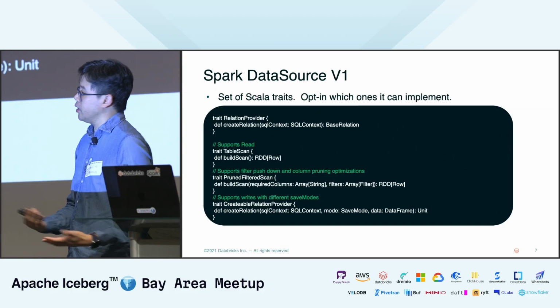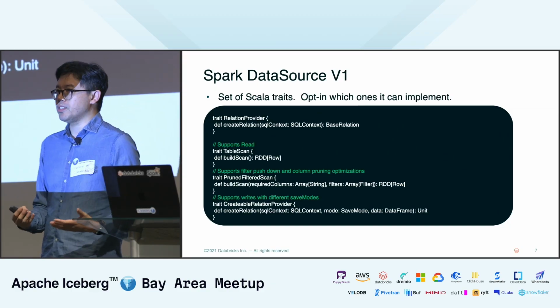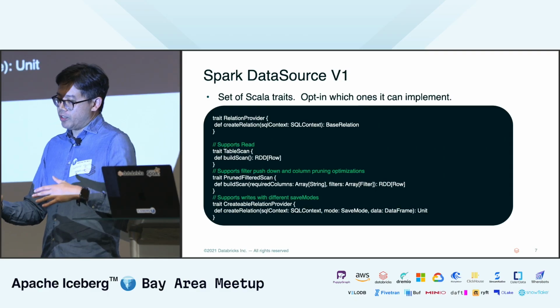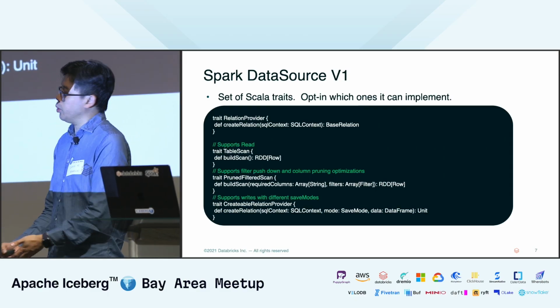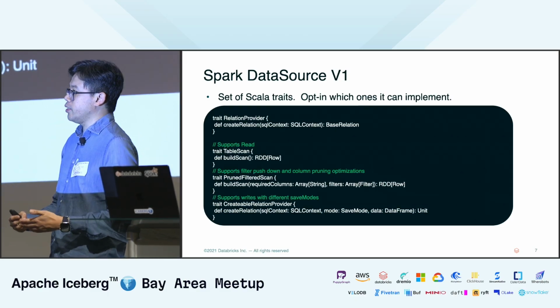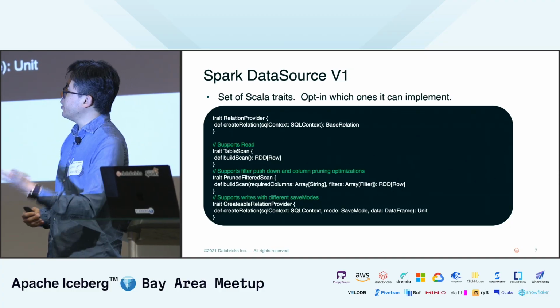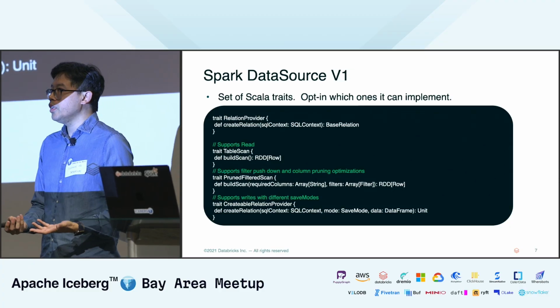In Scala it's called mixin. And so there are some base traits that you need to implement, for example, relation provider, relation. In Spark DSV1 language, a relation is like a table. But you can implement other traits to signal to Spark that you support other things. For example, if you support read, you implement the table scan trait and you return an RDD to Spark.